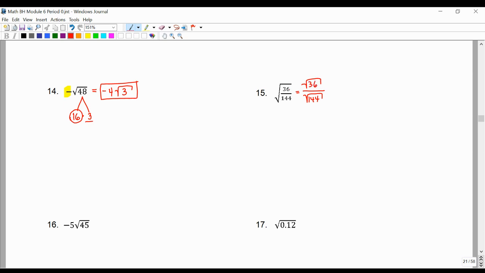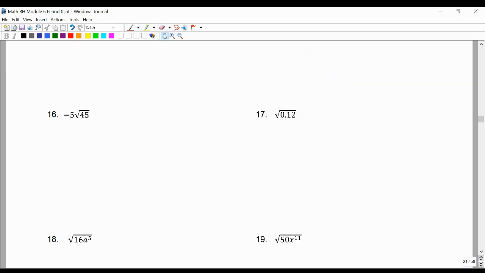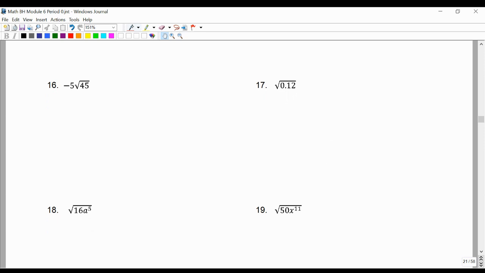Sometimes it's best to cancel the fraction, and other times it's best to just square root each part. I'm not going to do that one. I like to look at 17 though. And 17 with decimals, 12 hundredths is not a perfect square, and so probably can't use the trick that we've been using.